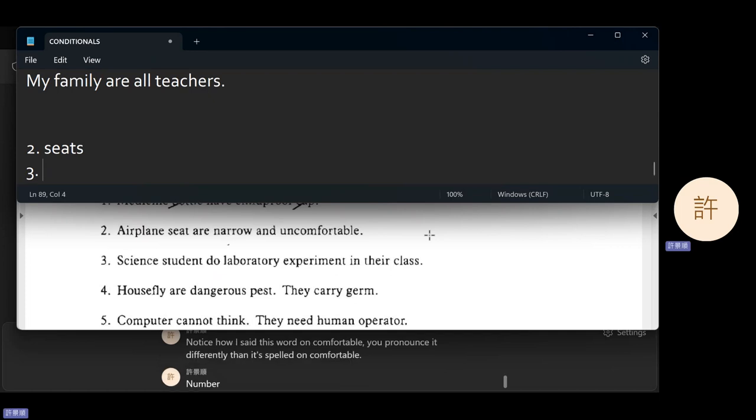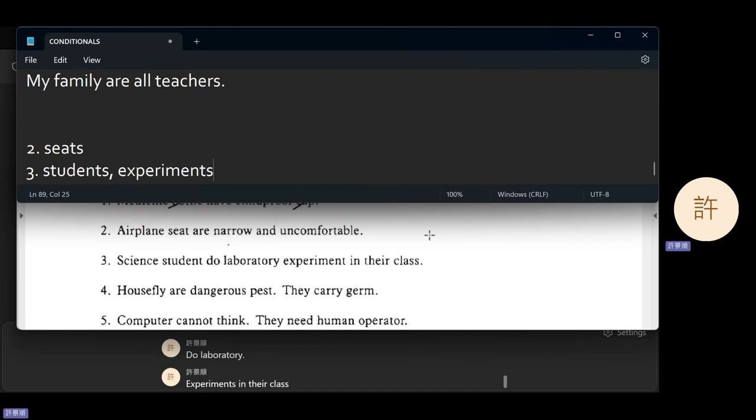Number three, science students do laboratory experiments in their class. If it is a different kind of student, I think you can use singular experiment, do a laboratory experiment. But for science students, they do lots of experiments, so it should be plural. Also, notice how I said this word, laboratory. Laboratory. Yeah.